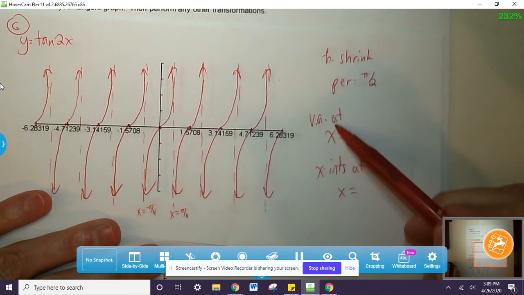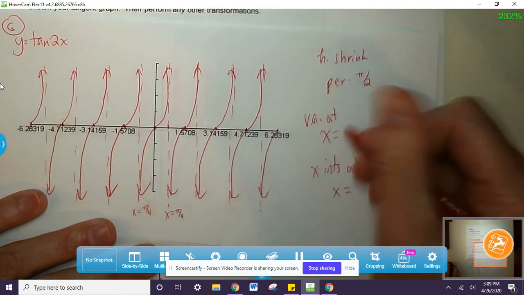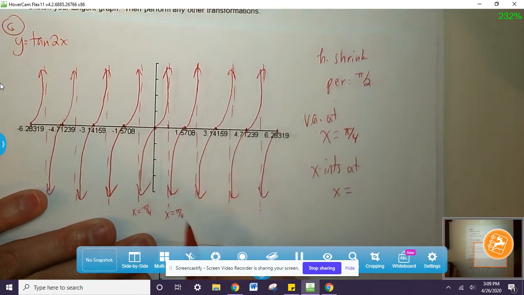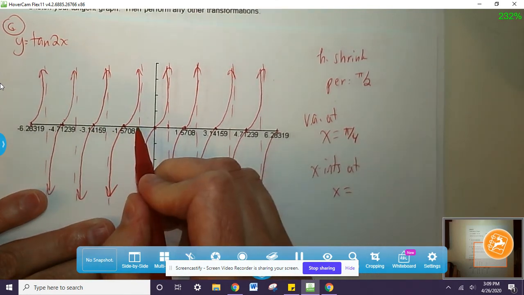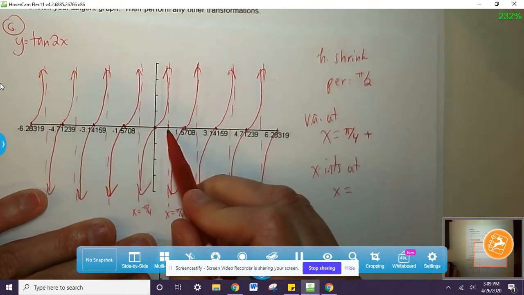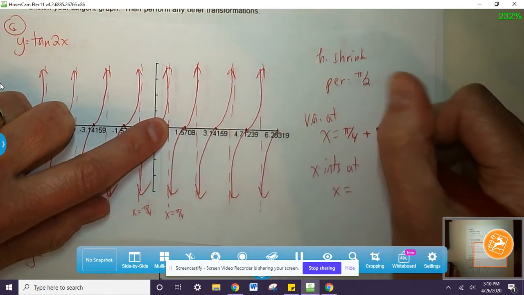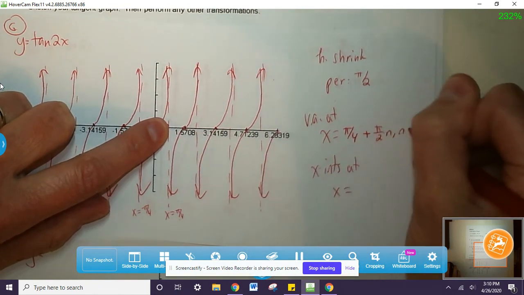Let's use the shortcut notation for the vertical asymptotes and the x-intercepts. My vertical asymptotes, the first one I notice is x equals pi over 4. You can certainly use negative pi over 4. You can use 3 pi over 4. And the vertical asymptotes, for tangent, are always a full period apart. So in this case, it's going to be pi over 2n, where n is an integer.